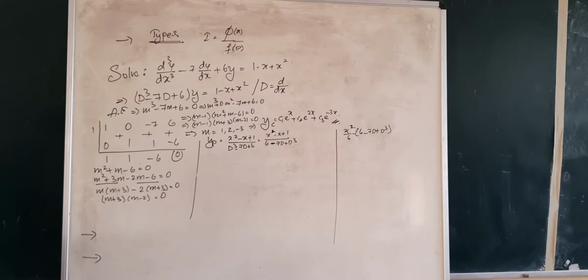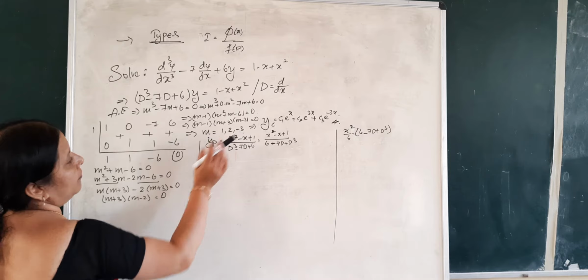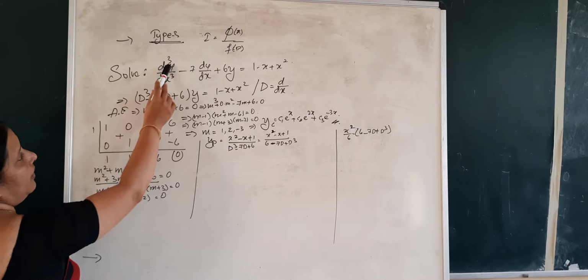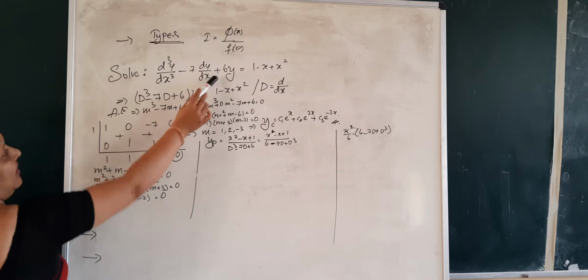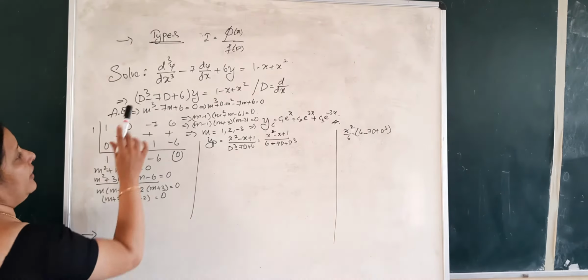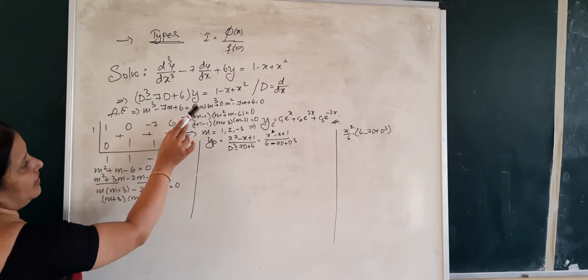As you know, the first part is the same, that's why I have kept it ready. Putting this in the operator form, we have d cube minus 7d plus 6 into y is equal to 1 minus x plus x square. Next, write the auxiliary equation: m cube minus 7m plus 6 is 0.